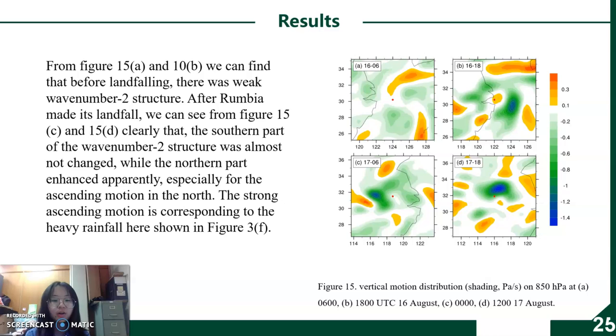Figure 15 is the vertical motion distribution at 850 hPa. From figure 15A and 15B, we can find that before landfalling, there was a weak wave number 2 structure. After Rambia made its landfall, we can see from figure 15C and 15D clearly that the southern part of the wave number 2 structure was almost unchanged, while the northern part enhanced apparently, especially the ascending motion in the north. The strong ascending motion corresponds to the heavy rainfall shown in 3F.